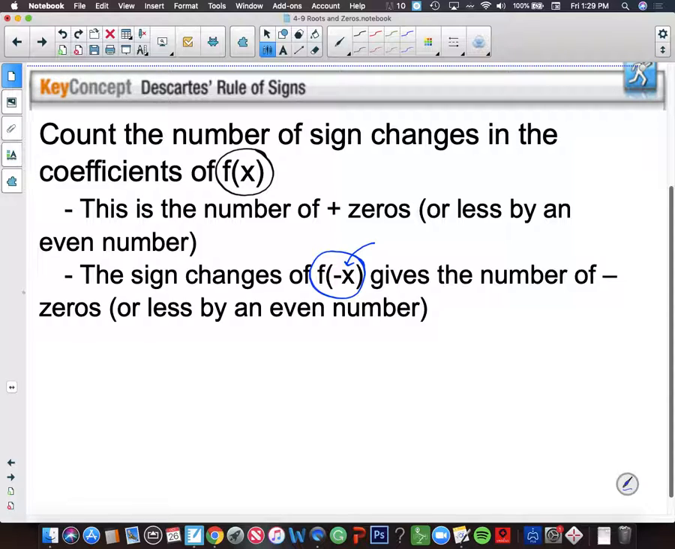All right, and then you count the number of sign changes in those 2 polynomials, the one that you rearranged and the one original. Okay, so once you get your number, that's the number of positive zeros, or less by an even number, okay? And I'll make some sense of that in a minute. And then the negative one, so f of negative x, I call that my negative function. That gives the number of negative zeros, and again, or less by an even number. And I'll show you what that means, okay?